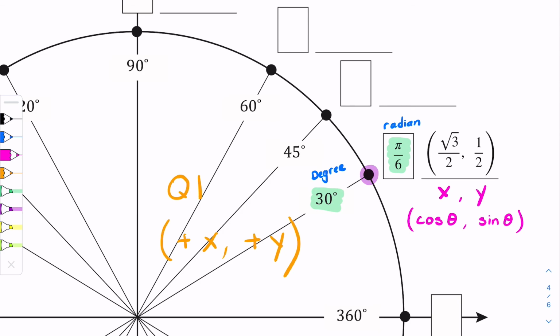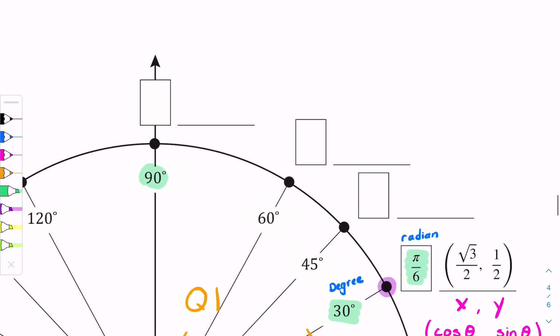So within each quadrant, you have 3 points. Each point has a degree, radian, an x and y, or more specifically, a cosine and sine value. All of the points on this unit circle are either 30, 60, 90 or 45, 45, 90 triangles. And all of the quadrantal angles are angles that you already learned about last lesson. Quadrantal angles are multiples of 90.